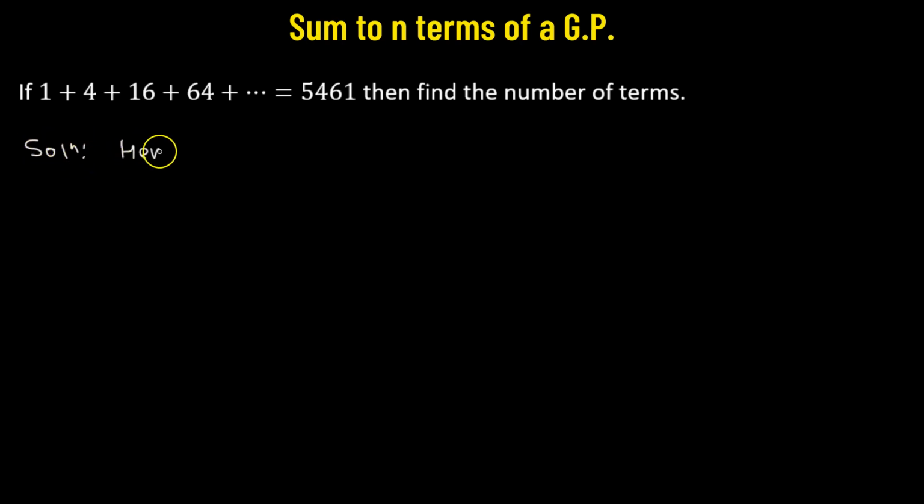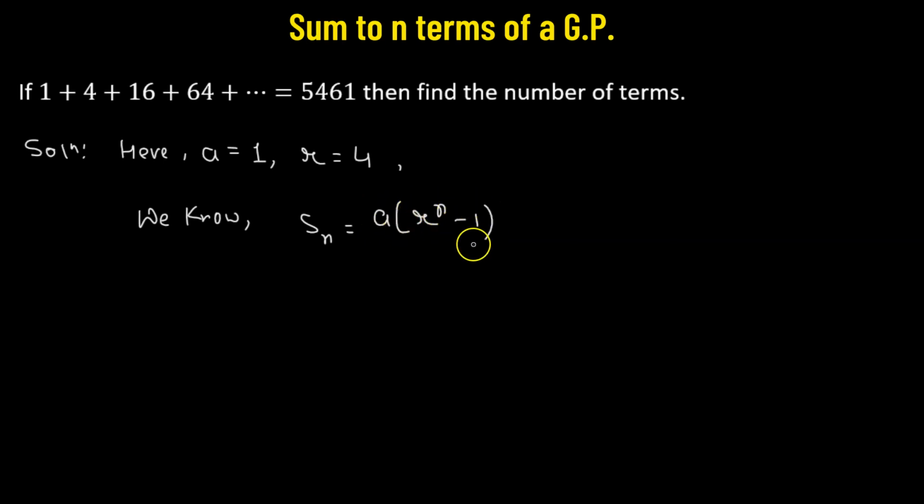The first term is a, which has a value of 1, and the common ratio r. So we can take any term and divide it by the preceding term. That's going to give us a value 4. Now we know that the sum up to the n terms of a given geometric progression Sn is given by the first term multiplied by r raised to the power of n minus 1, whole divided by r minus 1. So let's plug in the values here.